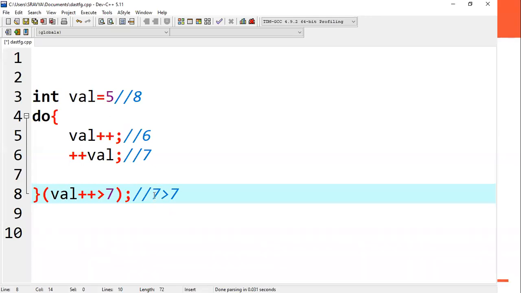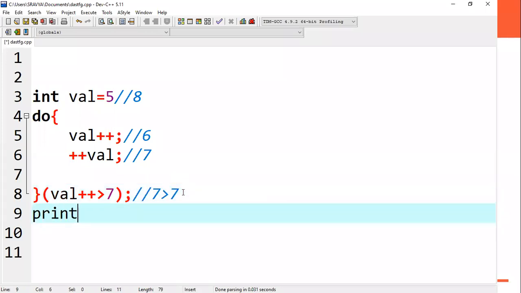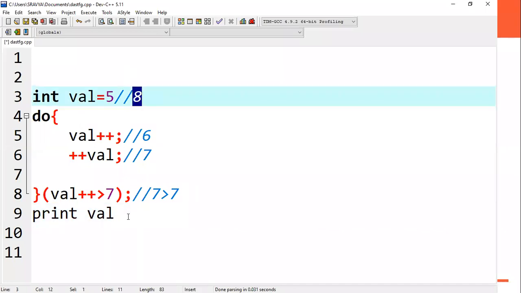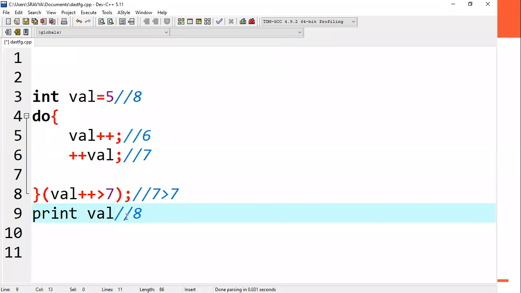So 7 is the value right now. 7 greater than 7. But in the memory, remember, val value is updated as 8. Now 7 greater than 7, is it true or false? False. As it is false, it will come out of the loop and print val. The question was printing val. What is the value now? Current value, what is the value? 8. 8 will be printed. Got it? Understood here? I hope it's clear.